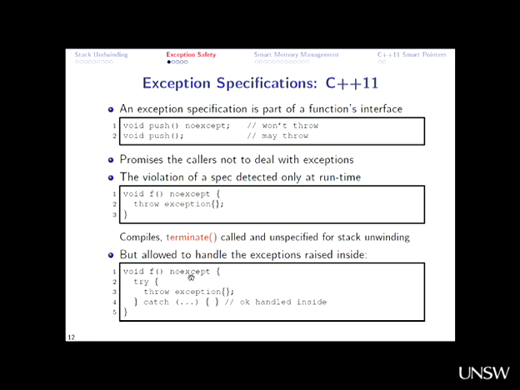A noexcept function can catch exceptions within itself. It can have a try and a catch inside itself, and that's perfectly fine. So a noexcept function can call other functions that may or may not be tagged noexcept. It just needs to guarantee that if one of those functions that's called throws an exception, that gets caught before it goes out of that function.